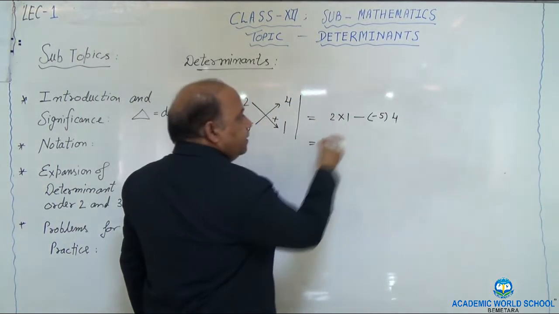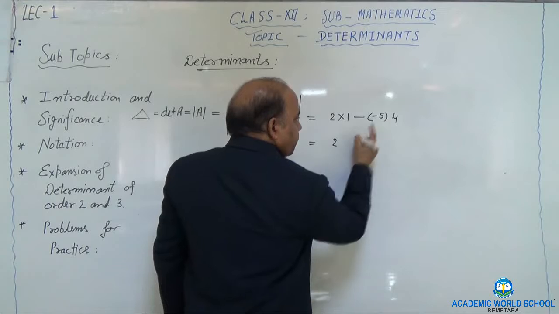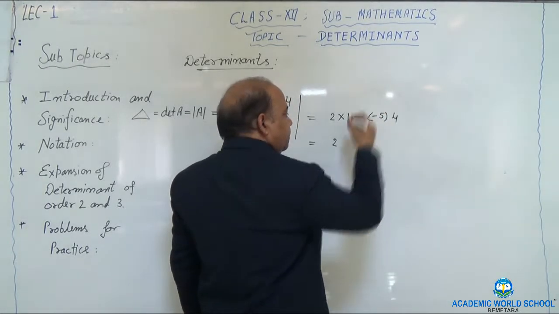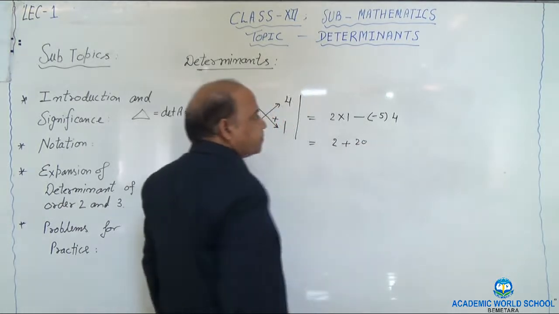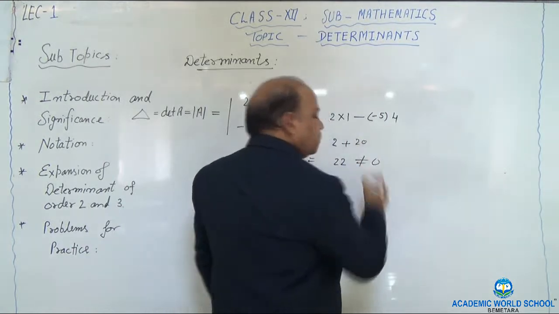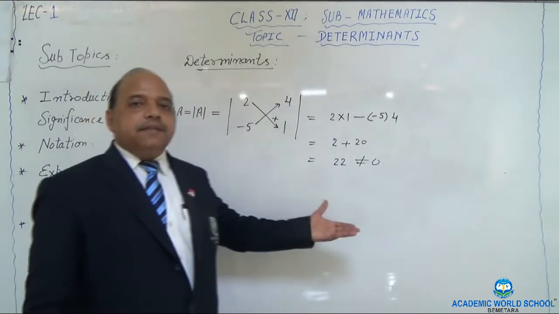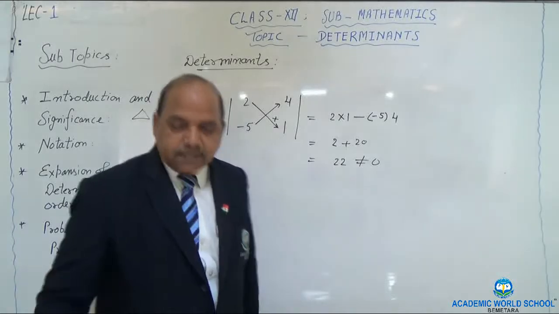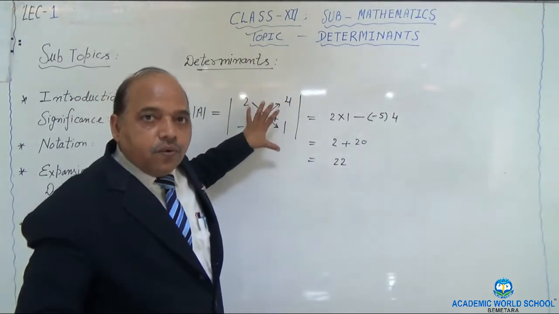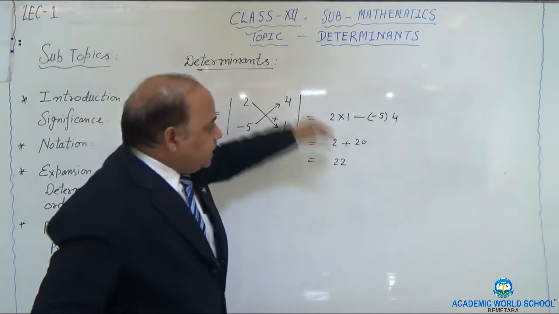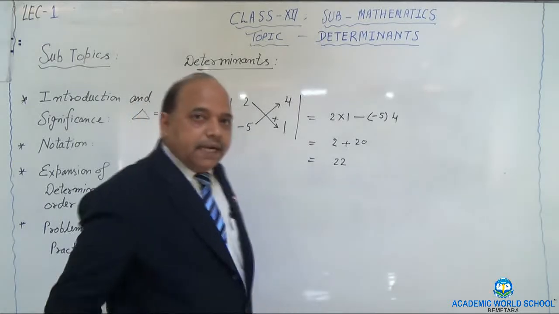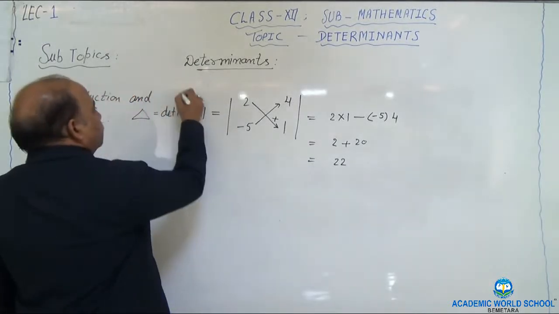If you simplify, it becomes 2 minus (minus 5) into 4, which is 2 minus of minus 20, it becomes plus 20. If you simplify, this is 22, which is not equal to 0. It may be 0 in some cases, we are not going to discuss that part, but over here, the value of this 2 by 2 determinant is 22. This is the way we have to expand it. Take up one more question. This was our first question.